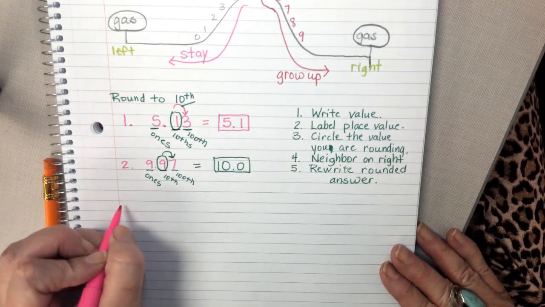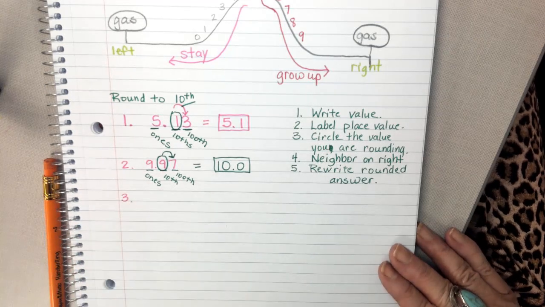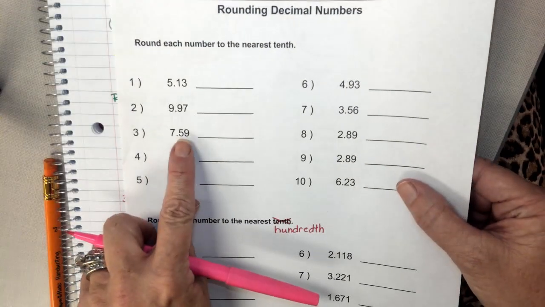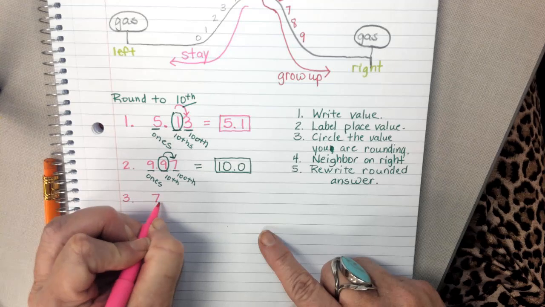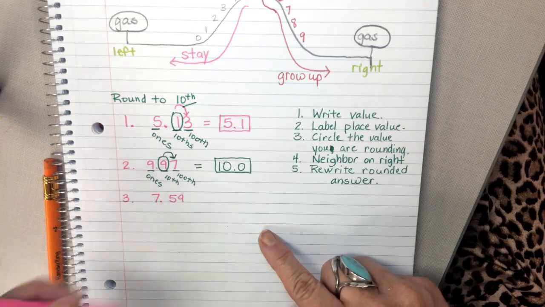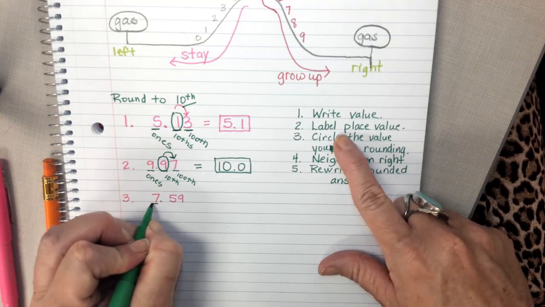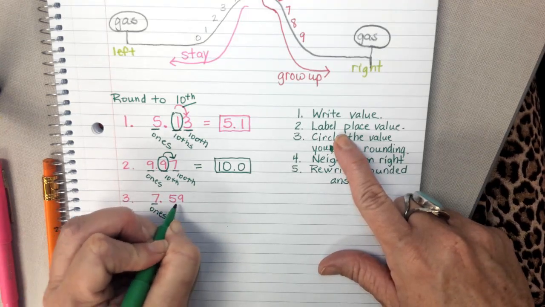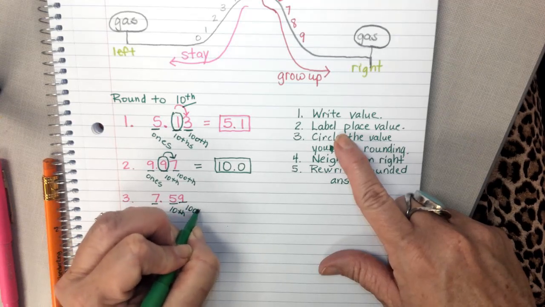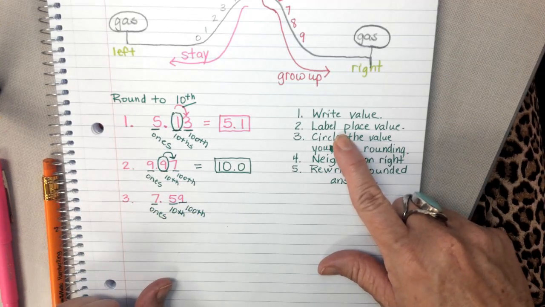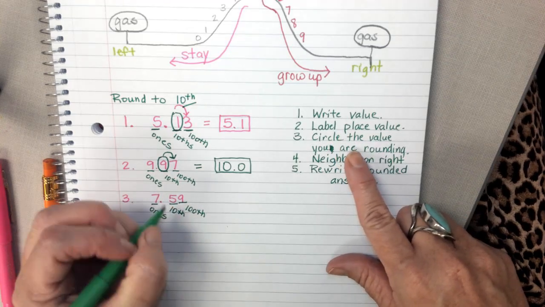Number 3. Skipping a line, writing number 3. Number 3 is 7 and 59 hundredths. So write that value out, 7 and 59 hundredths. Label the place value. This is the ones, this is the tenths, and this is the hundredths. We're going to circle the value that we're rounding. We're still rounding to the nearest tenth.